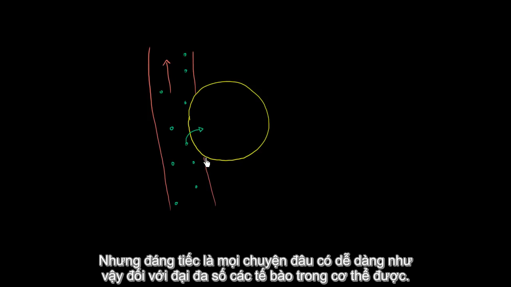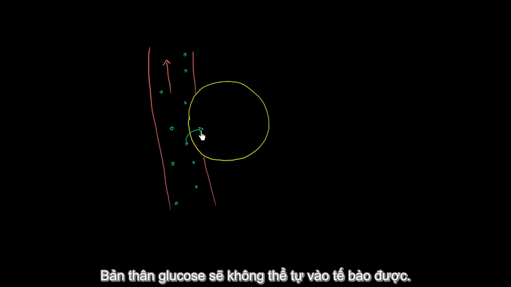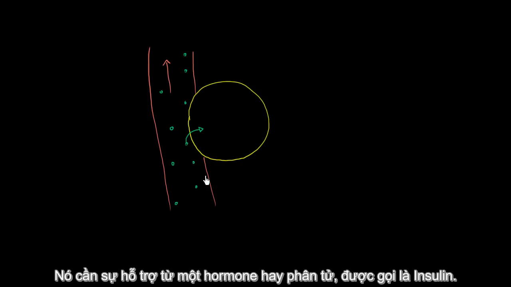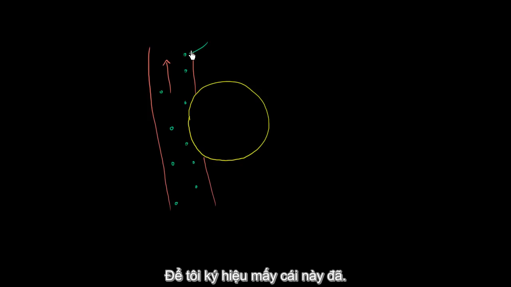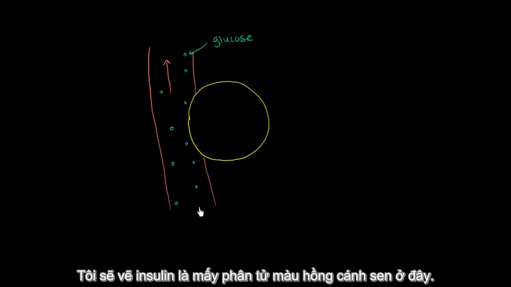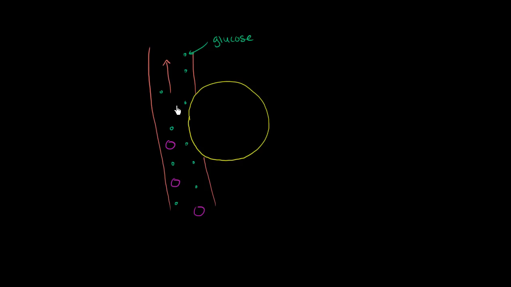Unfortunately, it's not that simple for the great majority of cells in the human body. The glucose won't enter by itself. It needs the assistance of a hormone or a molecule called insulin. So let me label all of these. This right here is glucose, and it needs insulin. So let me draw insulin as these magenta molecules right over here. So that over there, that is insulin.